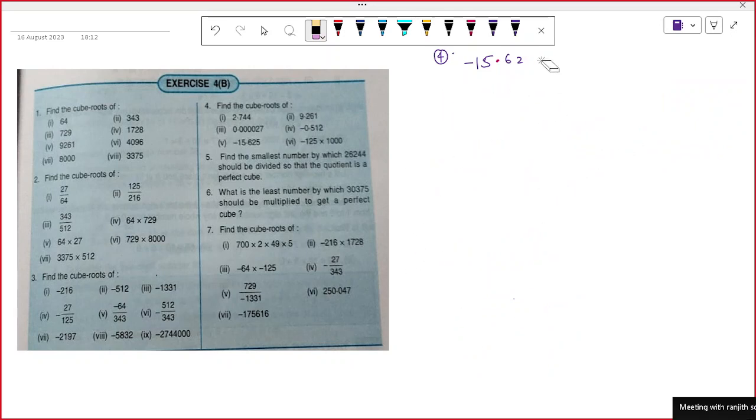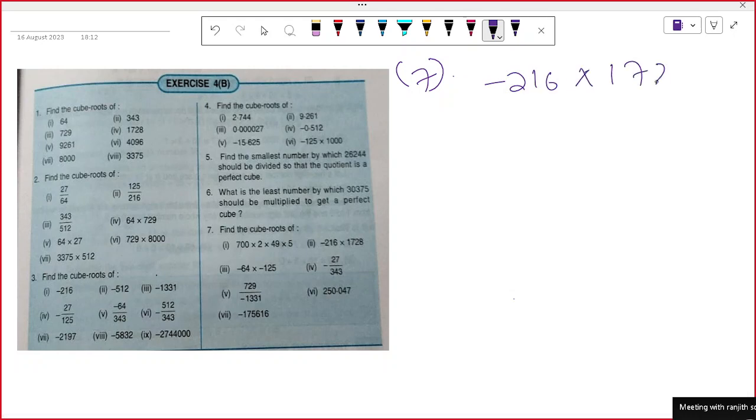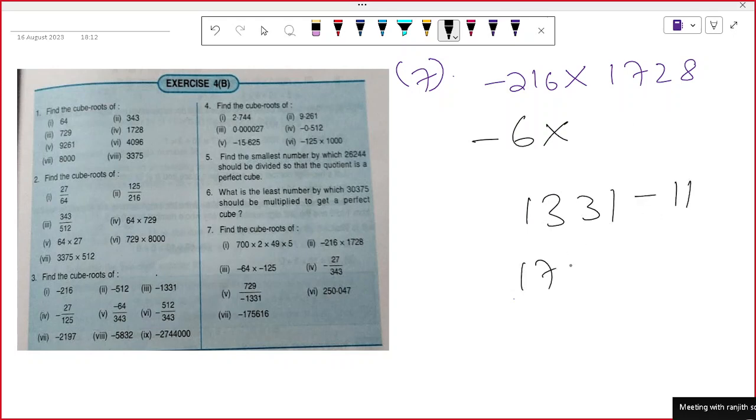What's the cube root of 216? 6. Minus 216 into 1728. Look, in the exam you'll have to elaborate and write the cube root and everything. Now just answer it in short. Minus 6 into 1728. What's the cube root of 1728? I told you to memorize. 1331 is for 11. 1728 is for 12.